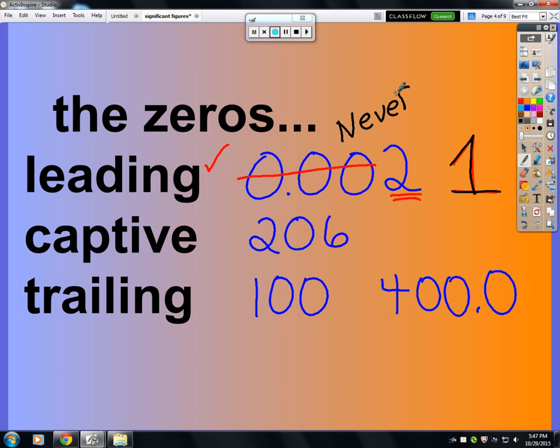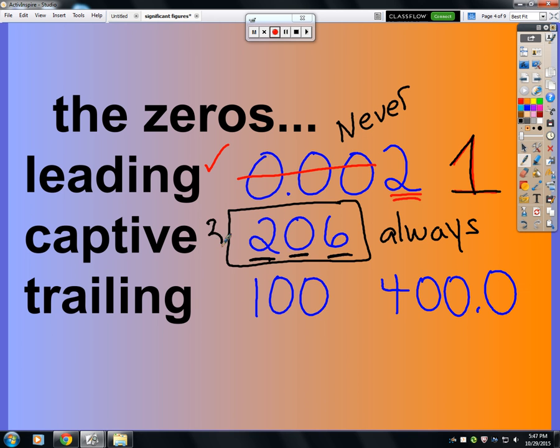Captive zeros always count. This 206 jelly beans I have in my bag in front of me means I counted 200, and then I went past it to the number and including number 6. So a total of 206 jelly beans, they all mean something to me. So that means that all those numbers mean something, and that zero always counts. So captive zeros, the zero always counts. And so if you count your places, what do you have? You have 2, that's 1. 0, that's a second number. And 6, that's a third number. So in this second example, I have 3 significant figures.